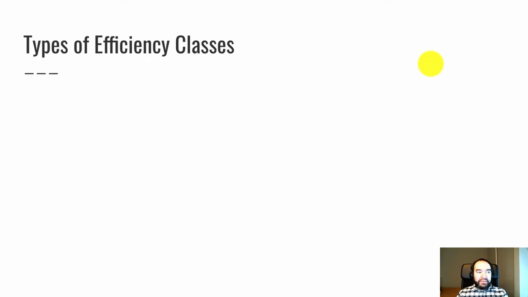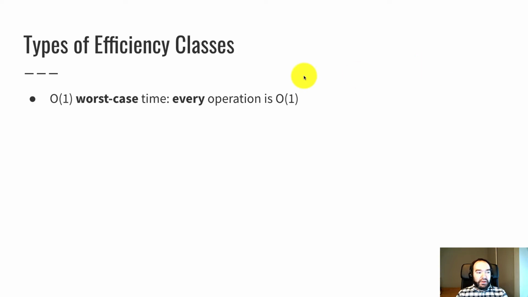So first, let's recap the kinds of efficiency classes we've seen so far. There's a worst case kind of efficiency class. For example, big O of 1 worst case time. That means that every single time you run an operation, it's big O of 1. That's what worst case means.